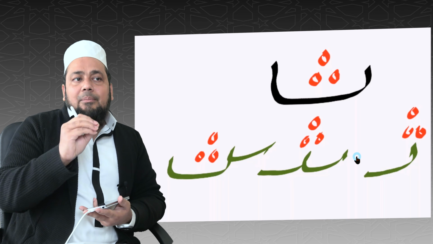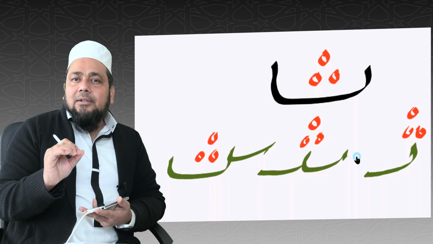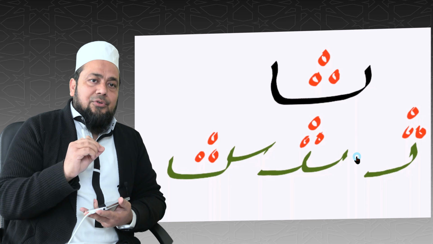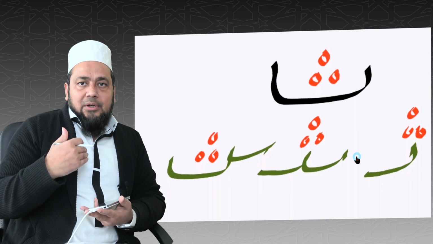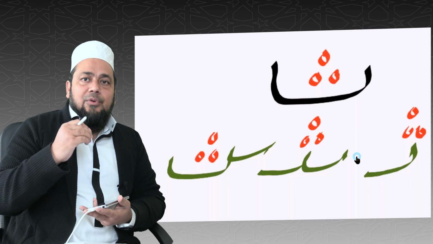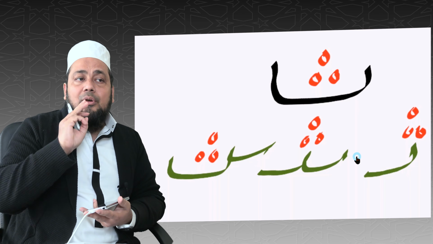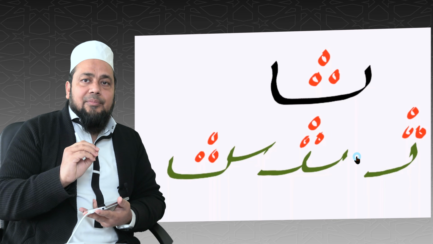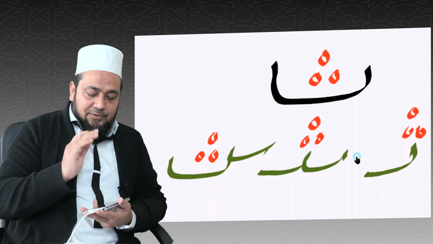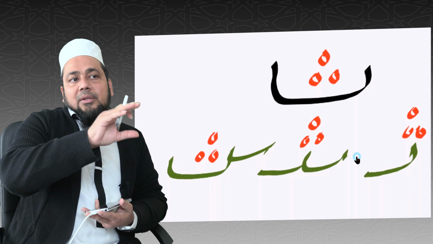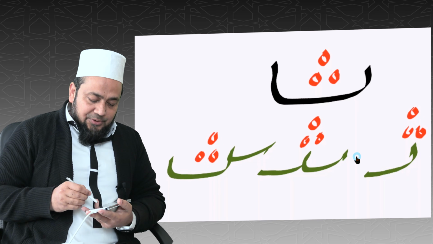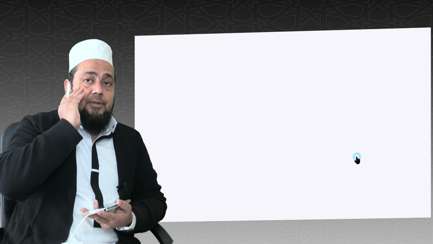So we can understand Ba, Ta and Tha are exactly the same, only the difference is dots. One dot goes down for Ba, two dots go up for Ta, three dots go up for Tha. Very easy to remember if you can remember the small thing, dots. Let's move on to the next letters.